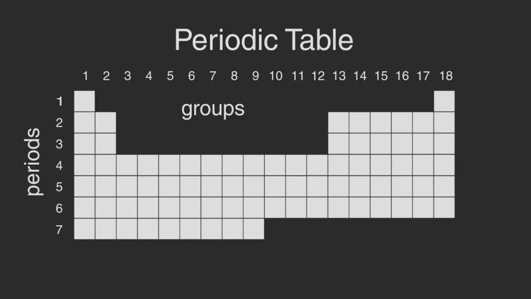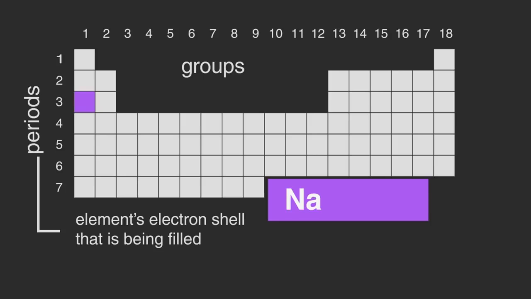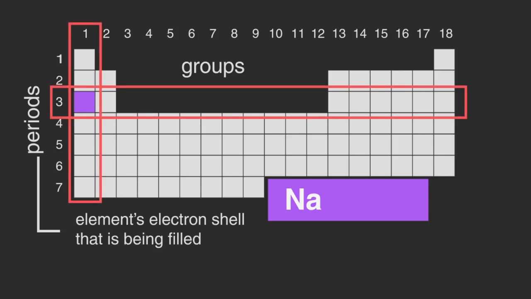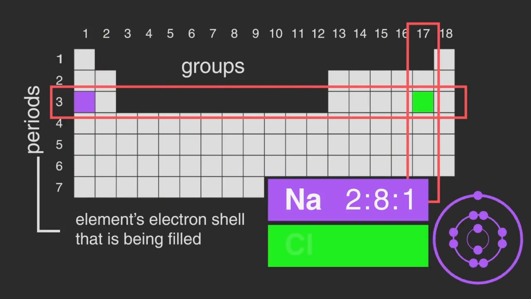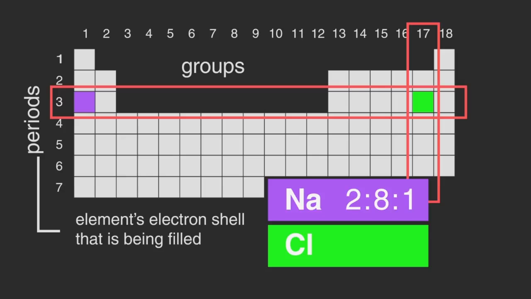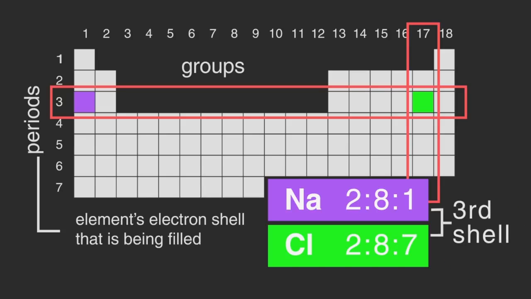Well, the period shows the element's electron shell that is being filled. For example, sodium, Na, in period 3 group 1, has the electronic configuration 2,8,1, whereas chlorine, Cl, also in period 3 but in group 17, has the electronic configuration 2,8,7. In both cases, it is the third shell that is being filled.